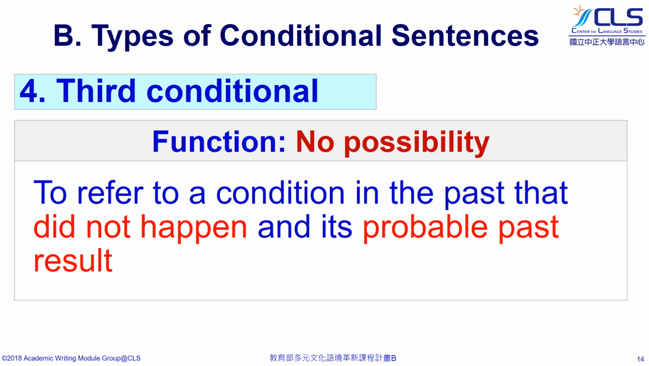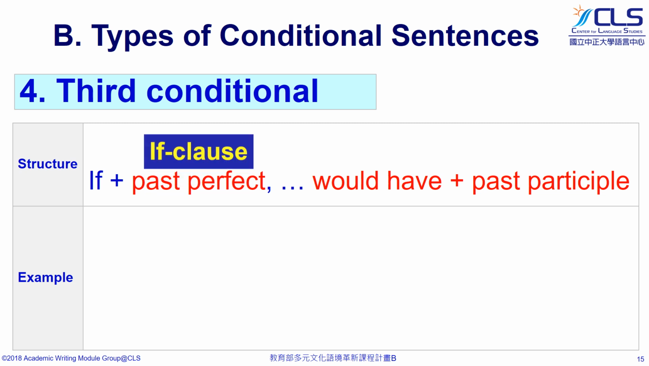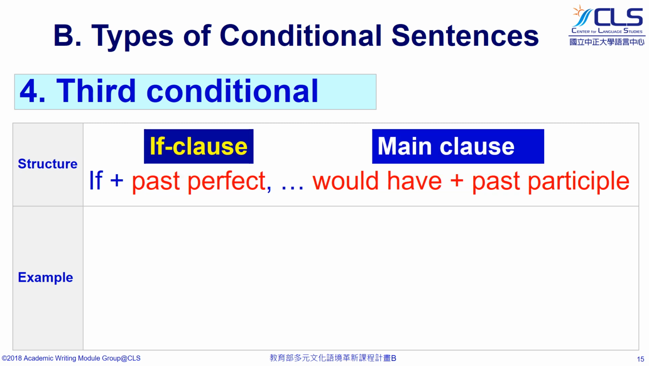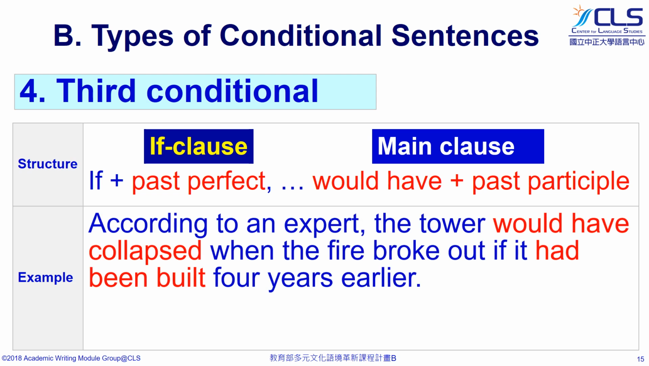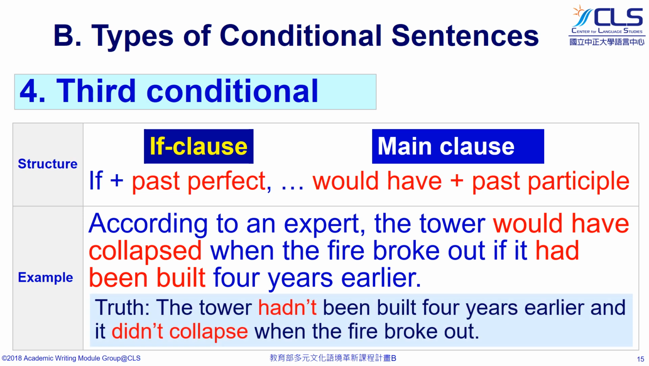Finally, third conditional shows no possibility for a condition. It refers to a condition in the past that did not happen and its probable past result. Past perfect tense is used in the if clause, while would have and past participle is used in the main clause. As can be seen in the sentence, had been built is used in the if clause, while would have collapsed is used in the main clause. The truth is, the tower hadn't been built 4 years earlier and didn't collapse when the fire broke out.